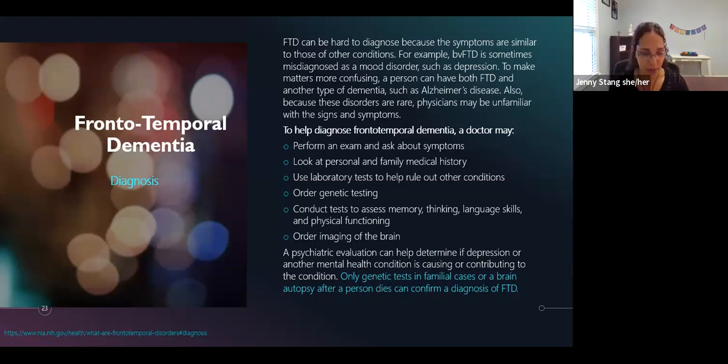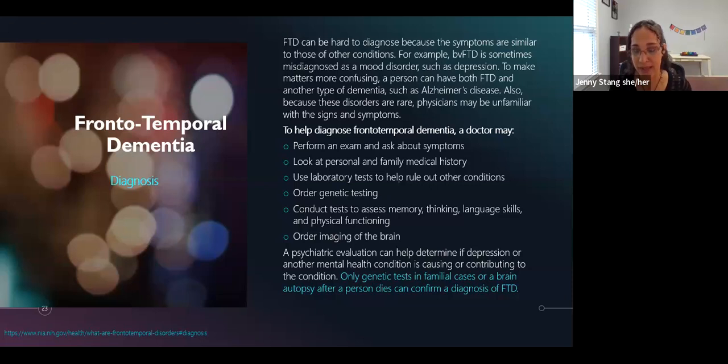So if you think that maybe your loved one is experiencing frontotemporal dementia, and you talk with your doctor, they might do some diagnosis assessment that includes obviously performing an exam and asking about the symptoms. They'll look at your personal and family medical history. Remember, this could be an inherited trait. So if you have family members who have this diagnosis, it may be more likely that that diagnosis is for your loved one or for yourself.